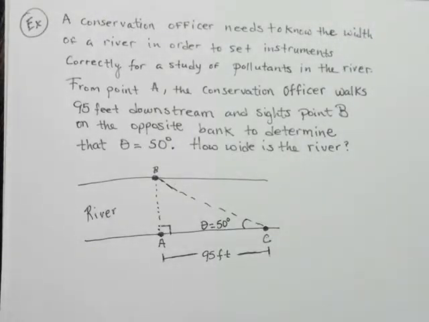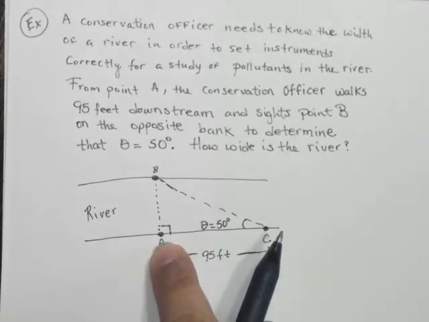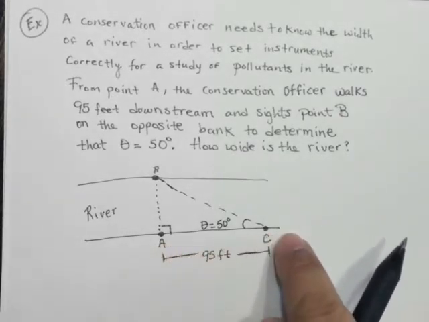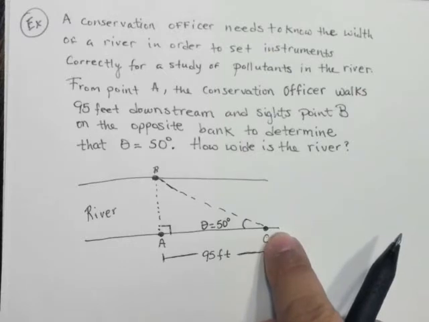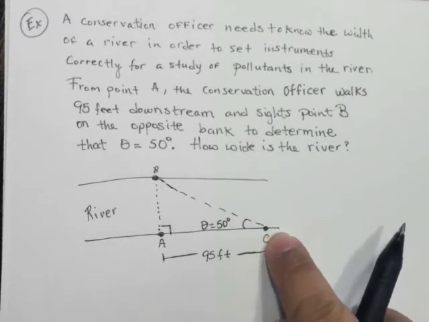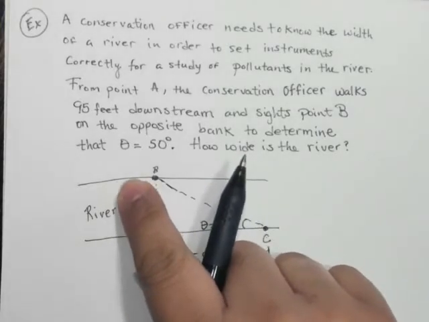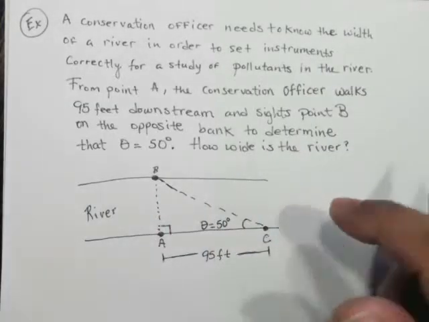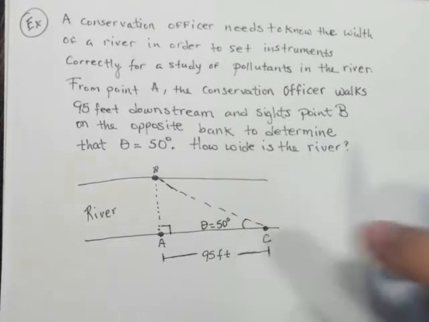A conservation officer needs to know the width of a river in order to set instruments correctly for a study of pollutants in the river. From point A, the conservation officer walks 95 feet downstream. Okay, so he's right here at this point, and he sights point B right on the opposite bank to determine that the angle here, theta, is 50 degrees.